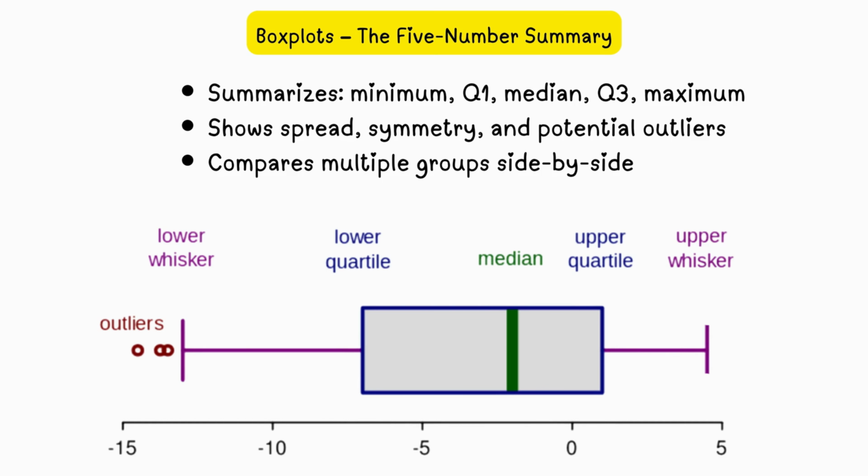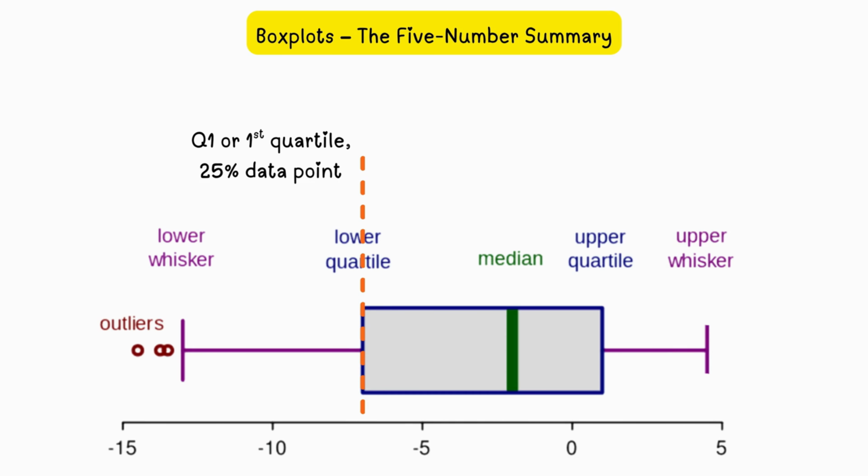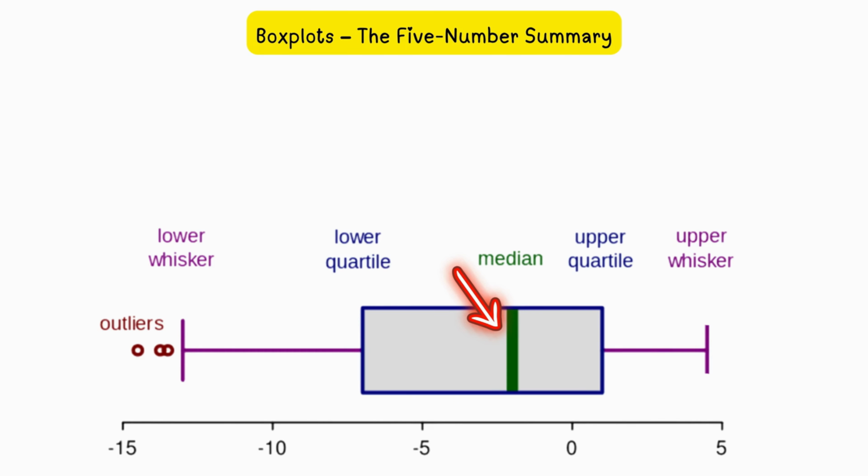As you can see on the screen, the central box captures the interquartile range, or the difference between the third and the first quartile. And it also represents the middle 50% of the data, because as we know, the first quartile represents the first 25% of the data, the median represents the 50% point of the data, and the third quartile or the upper quartile represents the 75% point of the data. A line inside the box indicates the median, which is shown here in green.